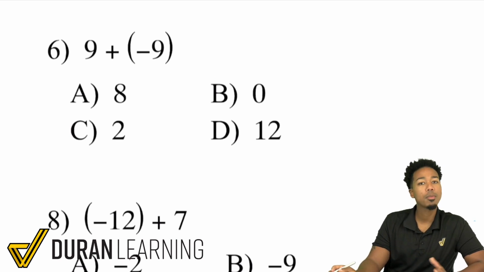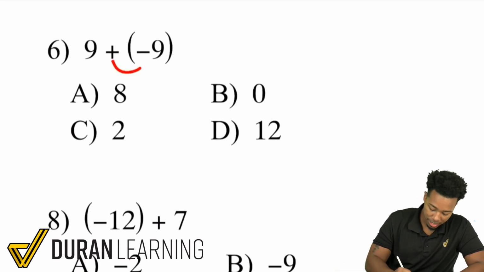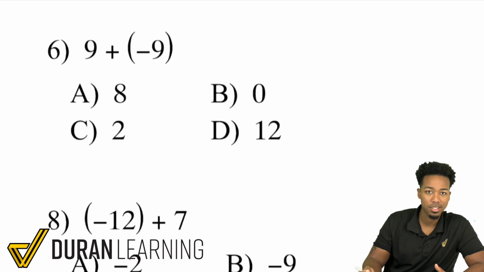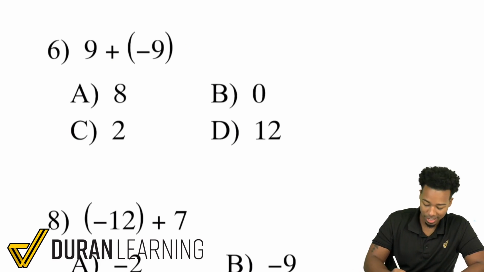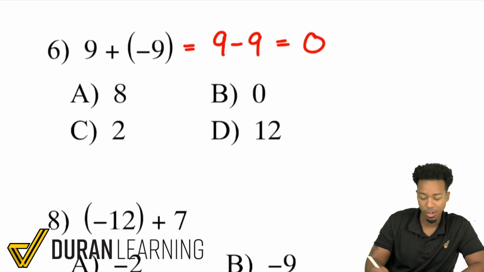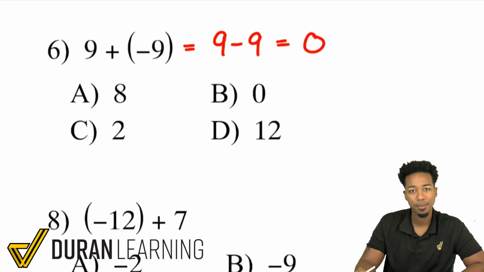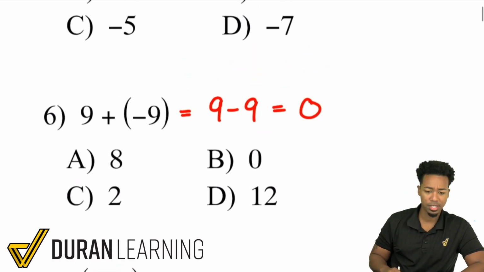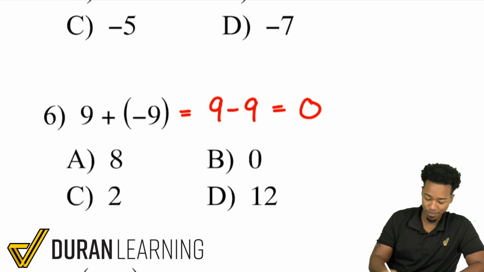So remember this, my party people. If you're adding a negative, that's the same thing as subtraction. So 9 plus negative 9, that's the same thing as saying 9 minus 9. 9 minus 9, I think we can all agree, is 0. And if you want to take a look at it the other way, it still works out just the same. You have a positive 9 plus a negative 9.